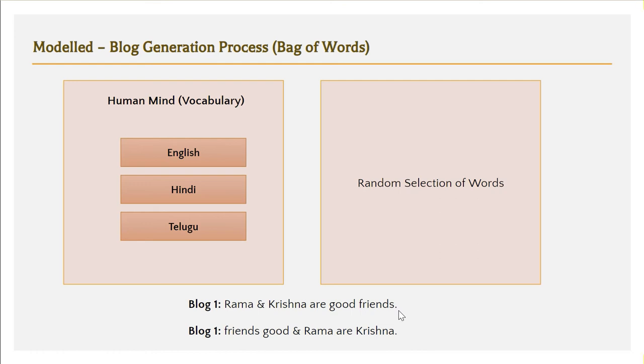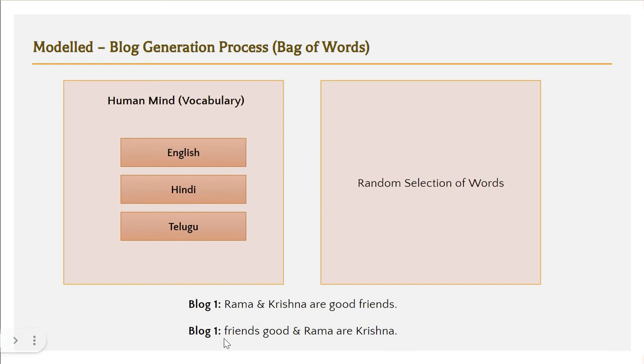This is our model. As I told, a model is not exactly equal to reality. All that a model does is reduce the complexity and simplify things for us. If we are going ahead with this model, then the order in which the words are picked up could be different. For example, he could have picked the word friends first from English and put friends here. Friends, good, and Rama or Krishna. That could be the order in which the words are picked randomly. But as per our model, this and this are the same.